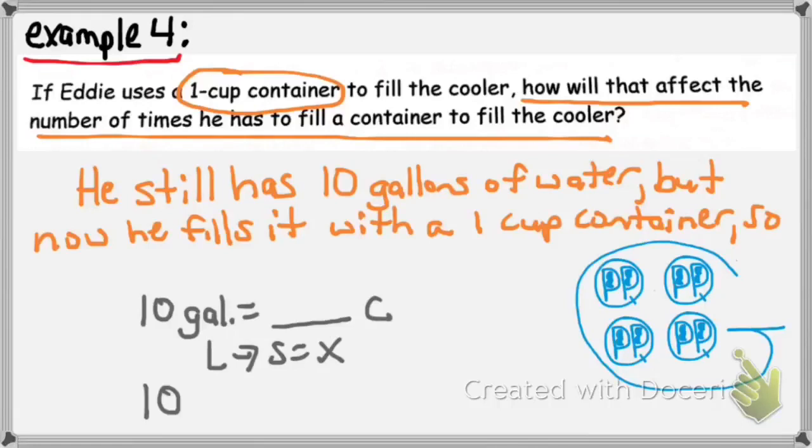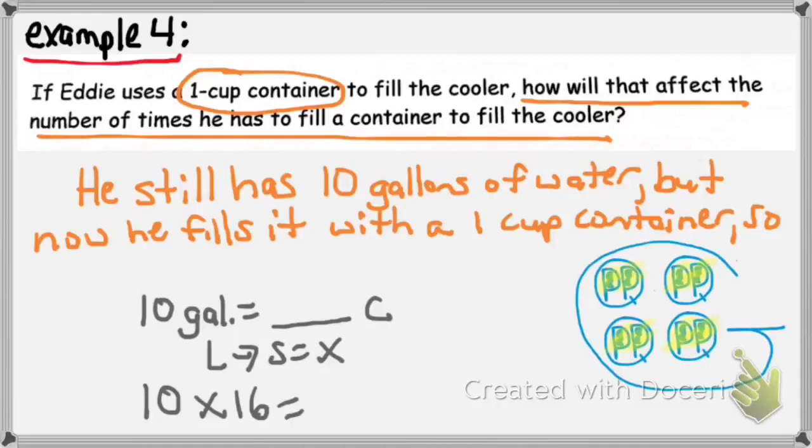Take my given number, which is 10. My operation that I just found, which is multiplication, and I need to see how many cups are in a gallon. So I'll go to gallon guy and I will count all of my cups. 1, 2, 3, 4, 5, 6, 7, 8, 9, 10, 11, 12, 13, 14, 15, 16. There are 16 cups in a gallon, so I write down times 16.